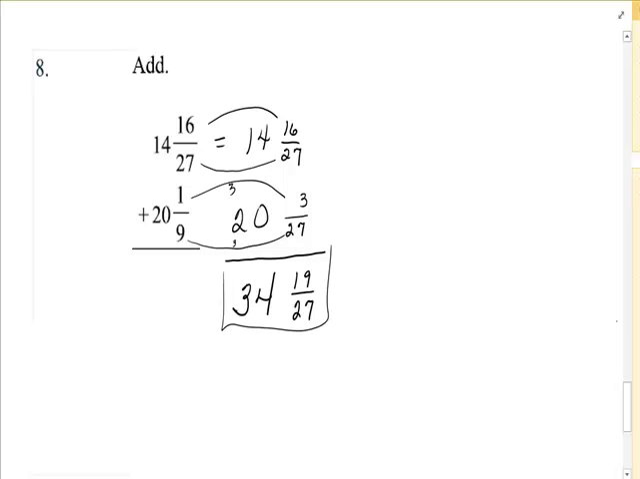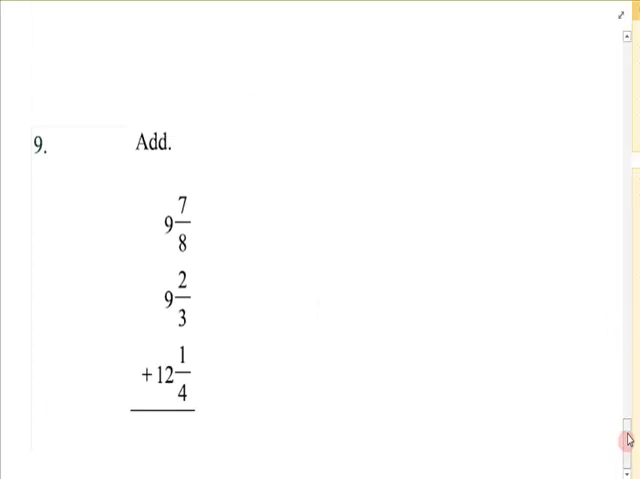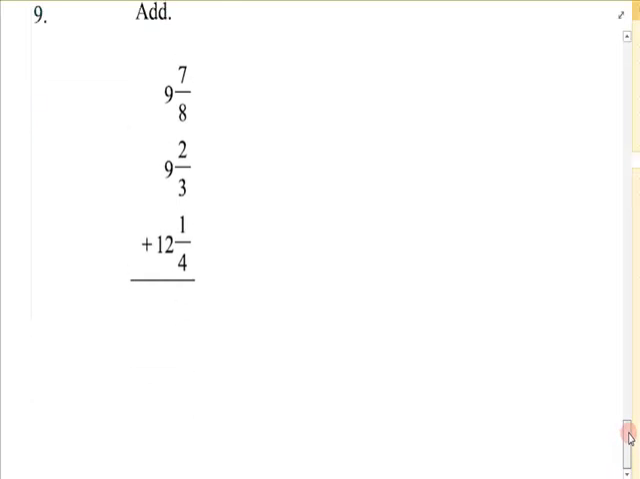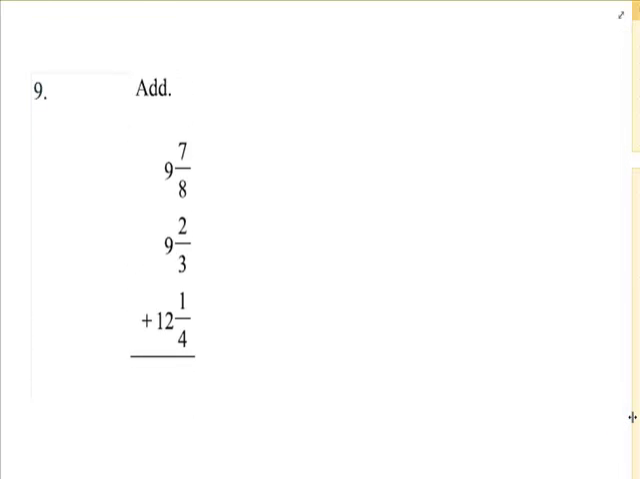All right, I have one more problem to practice with, and it looks like it's going to be a little bit more work because I have 3 fractions. All right, I have the denominators 8, 3, and 4. To find a common denominator, might not be a bad idea to write down 8, 3, and 4.